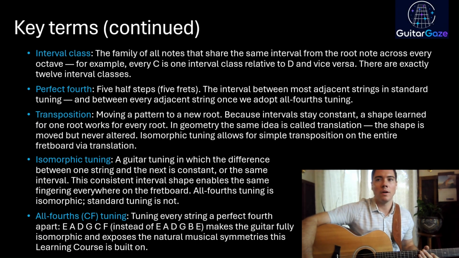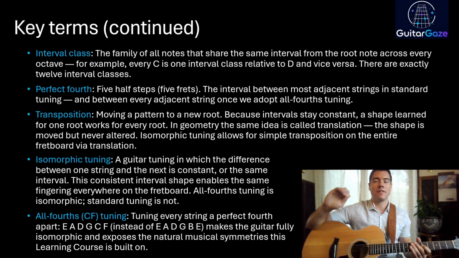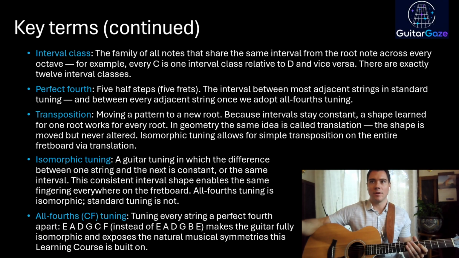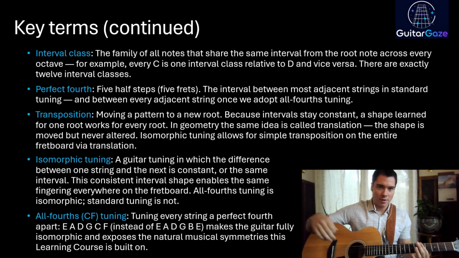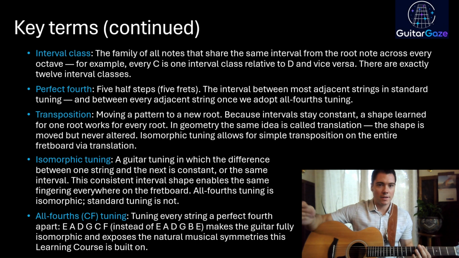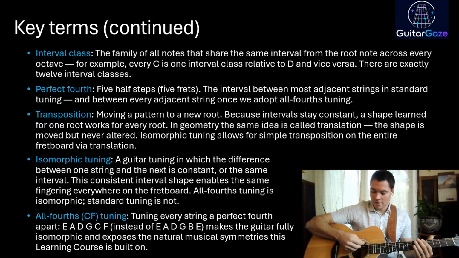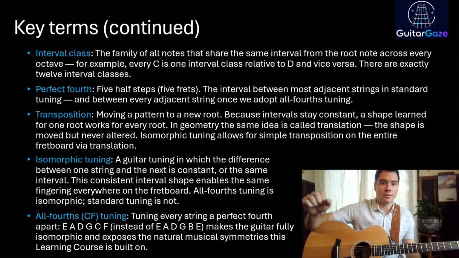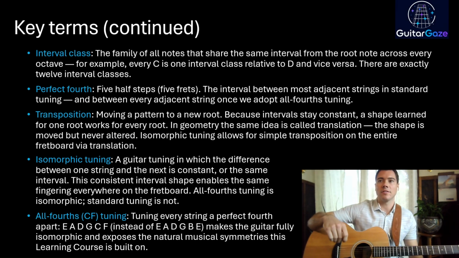A few more definitions. As I just mentioned, the interval class is the family of all notes that share the same interval from the root note across every octave. So for example, if you've got E, A would be the 1, 2, 3, 4, 5, the +5 interval class relative to E. And that interval that I've been describing, the 5 half steps, which is the difference from string to string, is referred to as a perfect fourth. A perfect fourth is equivalent to 5 frets or 5 half steps.